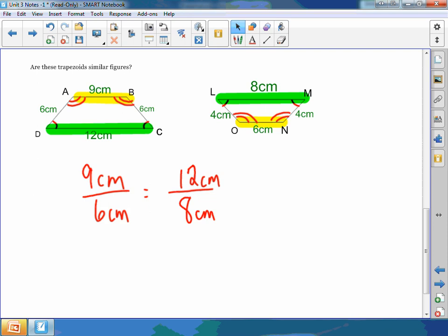Kate? Another thing I did is I multiplied 9 centimeters across by 8 centimeters, and I got 72, and 6 centimeters by 12 centimeters is also 72. Good. She used the cross multiplication technique and saw cross products. If cross products are equal, then you have equivalent ratios. That's good. Jack?